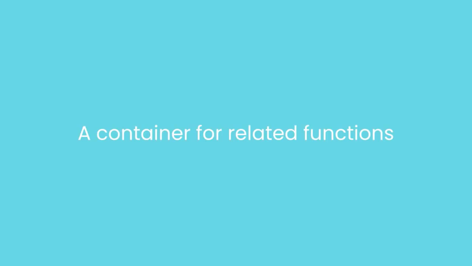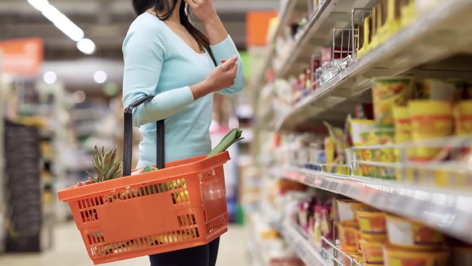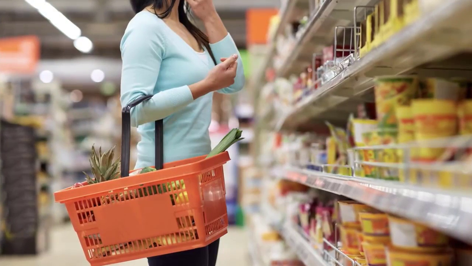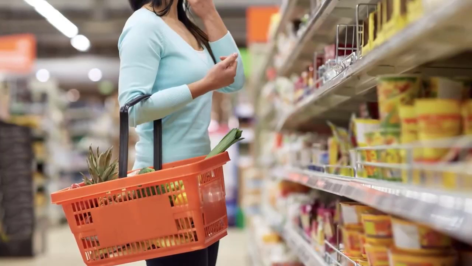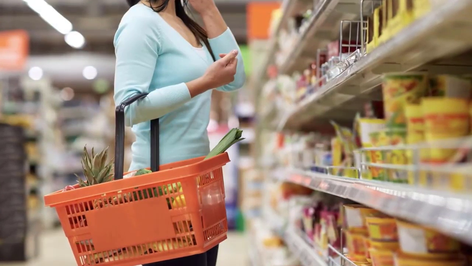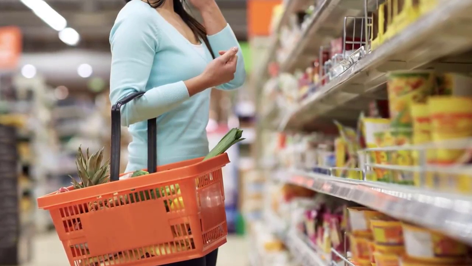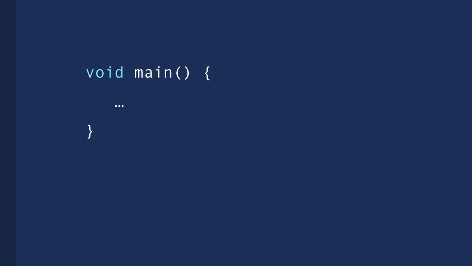Basically, we use these classes to organize our code, just like how products are organized in a supermarket. In a supermarket, we have various sections like vegetables, fruits, cleaning products, and so on. Each section contains related products. By the same token, a class in Java contains related functions. Now, every Java program should have at least one class that contains the main function. Can you guess the name of that class?